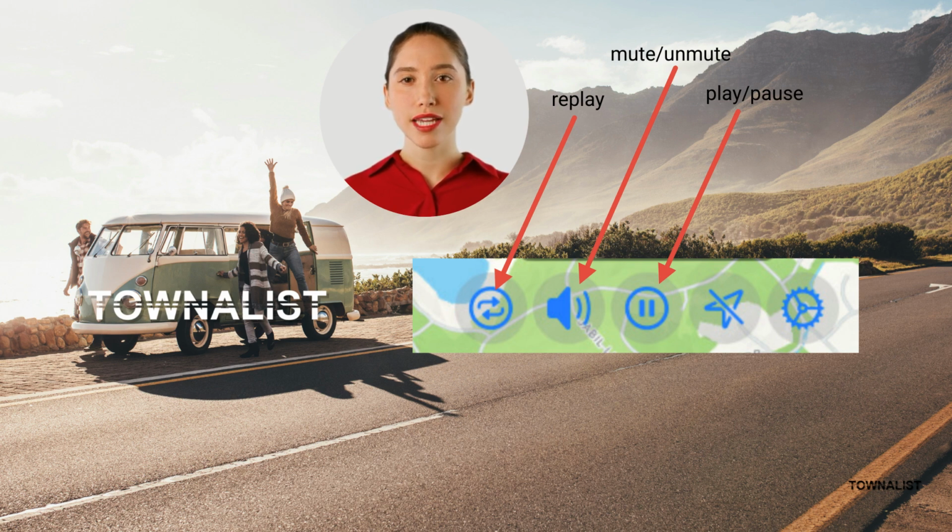Pause, play icon versus pause icon. Tap to pause or resume any ongoing spoken announcement. Pause temporarily halts the current speech. Play resumes speech from where it was paused. These audio controls help you manage how and when Townalist speaks location updates, allowing you to replay important details or keep the app silent if you're in a quiet environment.